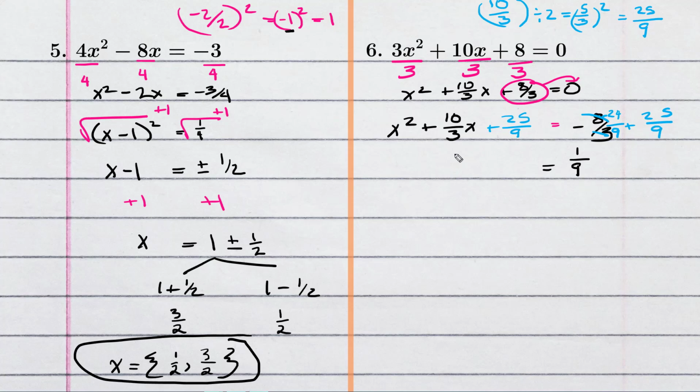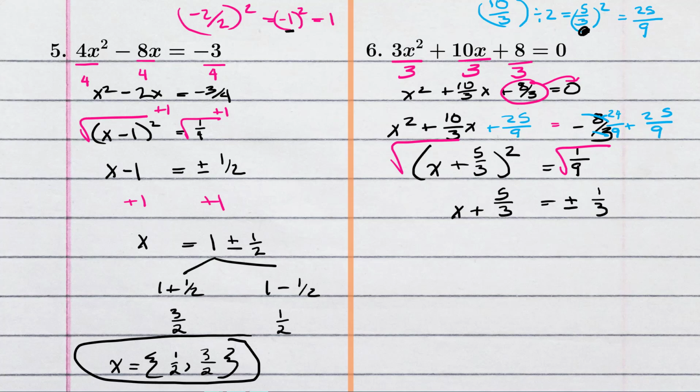On my left-hand side, I have x, and then I use whatever's in this parenthesis with this middle sign, so plus 5/3 squared. Next step is to take the square root of both sides. And so I have x plus 5/3 is equal to plus or minus 1/3.